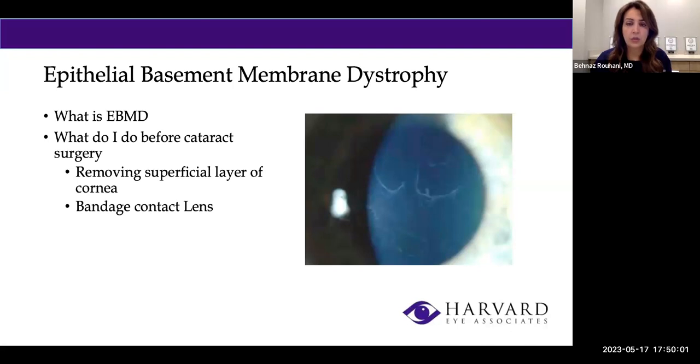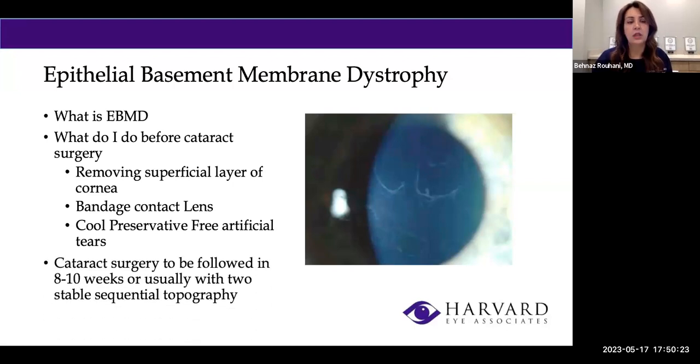So what I usually do, these are minor surgeries. I remove the superficial layer of the cornea. In the operating room, it is such a minor surgery that sometimes it could be done in the office setting as well. Once the surface is removed, it is going to be covered by a bandage contact lens to help with the healing process. And then the patient is going to be placed on cool preservative-free artificial tears. And a week after, we see the patient. Usually a healthy cornea regenerates itself after 7 to 10 days, and the patient should be fine.